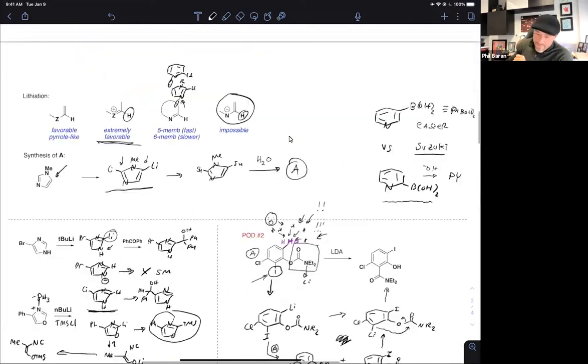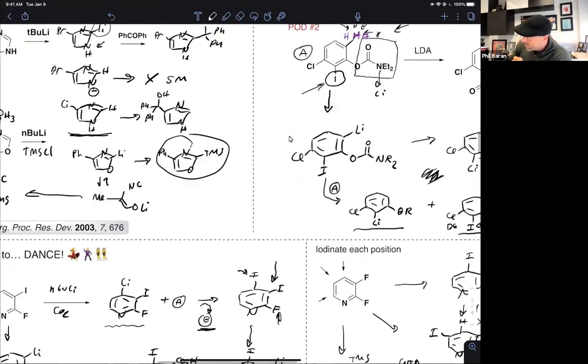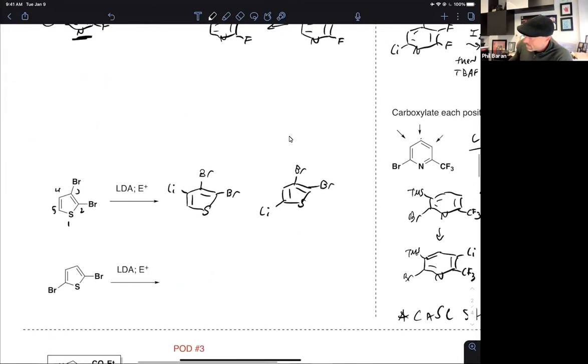These are super favorable deprotonations, in fact so much more favorable even than a directing group can override. So if we go down here, the lithiation event that takes place first, this is a weak directing group, and this is an innately very, very primed and acidic position. So the initial lithiation product is that one, Nguyen.